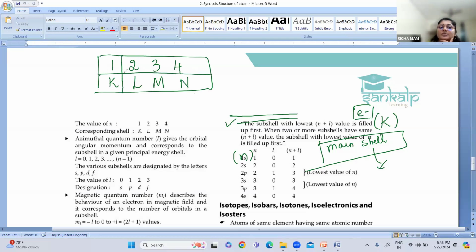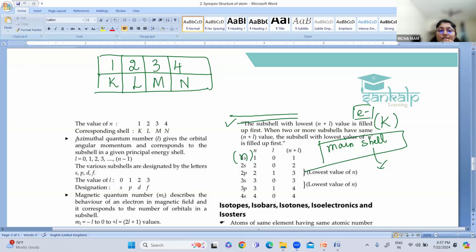So if the principal quantum number is 1, the electron is residing in the K shell, the K main shell. If the principal quantum number is 2, the house is L. If it is 3, the corresponding main shell is M. And if it is 4, then it is N. So this was about the principal quantum number.